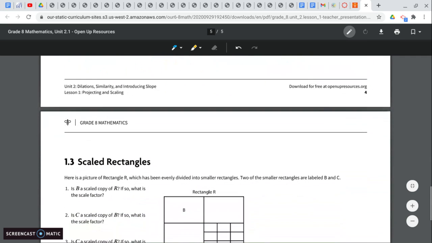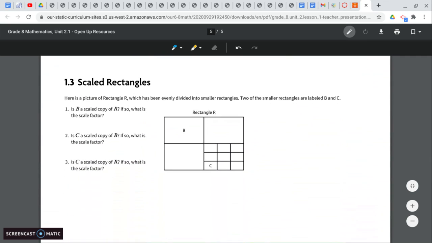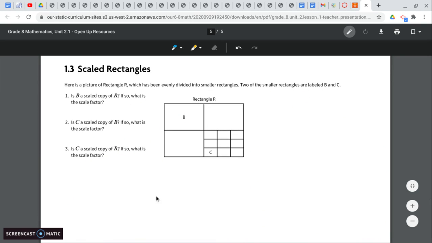So our next thing we're looking at is scaled rectangles. So here's a picture of rectangle R, which has been evenly divided into smaller rectangles. 2 of the smaller rectangles are labeled B and C. Is B a scaled copy of R? If so, what's the scale factor? So we've been talking a lot about scale. Scale is your key word for this lesson.